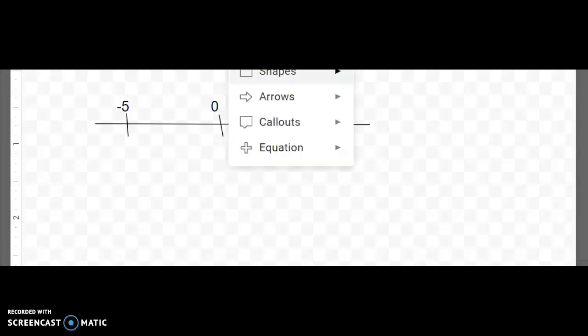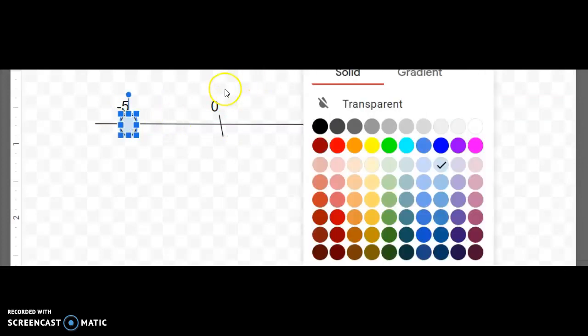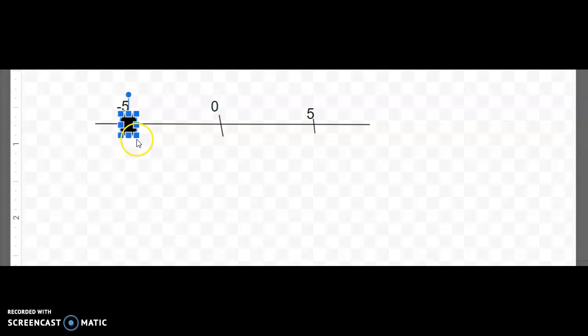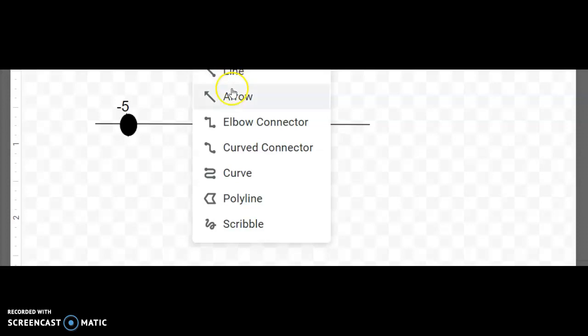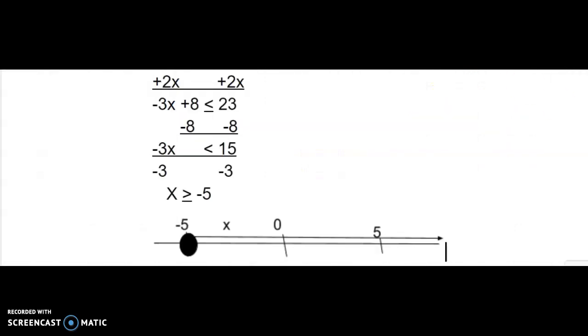That means even negative 5 itself is a part of the solution. So I'm going to put negative 5, and I'm going to fill in the dot because negative 5 is part of the solution. And then I'm going to put this arrow to show the value of x. Anything on these arrows are the x values. Okay? So I'm going to put the x right here. And that's the answer, the graph, I mean, right there. That's how you solve it. This is how you graph it.